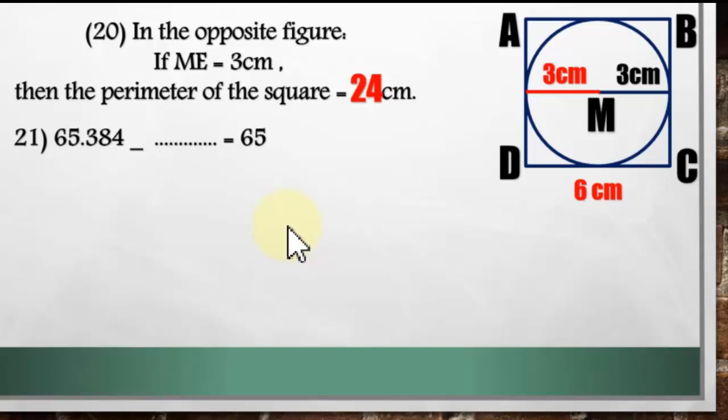65.384 minus unknown number equals 65. Pay attention. 65.384 minus 65 equals 0.384.